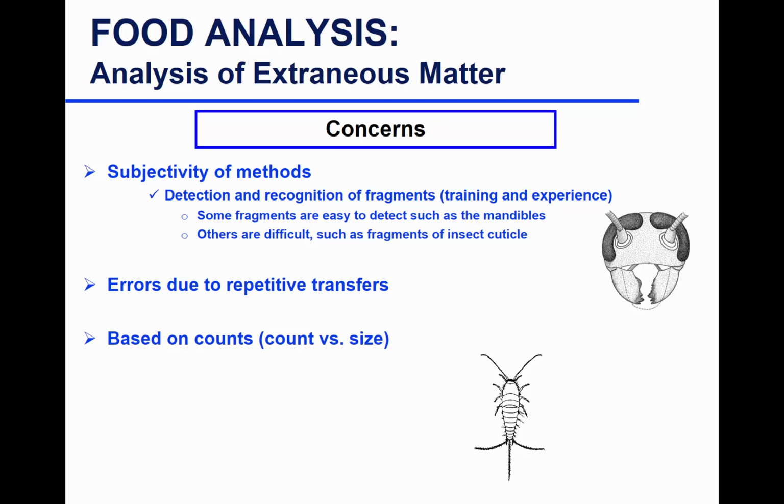There are a lot of transfers in some of the methods, for example transferring from a separatory funnel onto a filter paper, from one container to the other. In that transfer, you might lose some of the fragments and miscount. Also, the defect action level is based on counts versus size. So a whole insect and a fragment of a cuticle are each considered one part. That is potentially a concern.